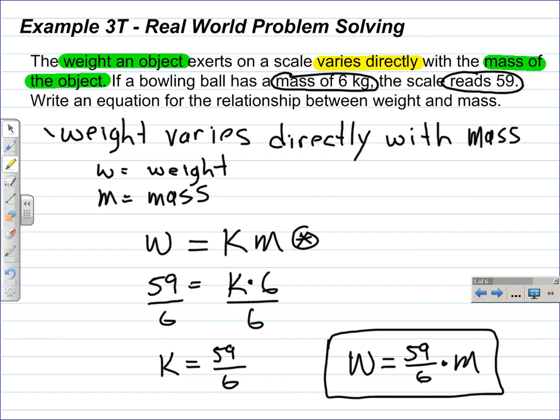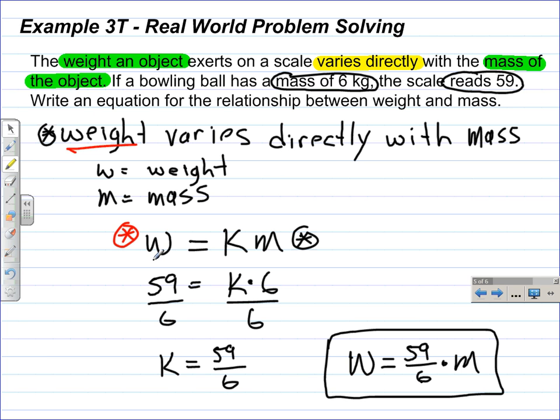I pulled this information from the first sentence. The weight of an object exerts on a scale varies directly with the mass of the object. The weight varies directly with the mass. The two variables in this problem are the weight and the mass. So I define those variables. W is equal to weight, M is equal to mass. I wrote this equation right here with a red star next to it. I wrote that equation from here.